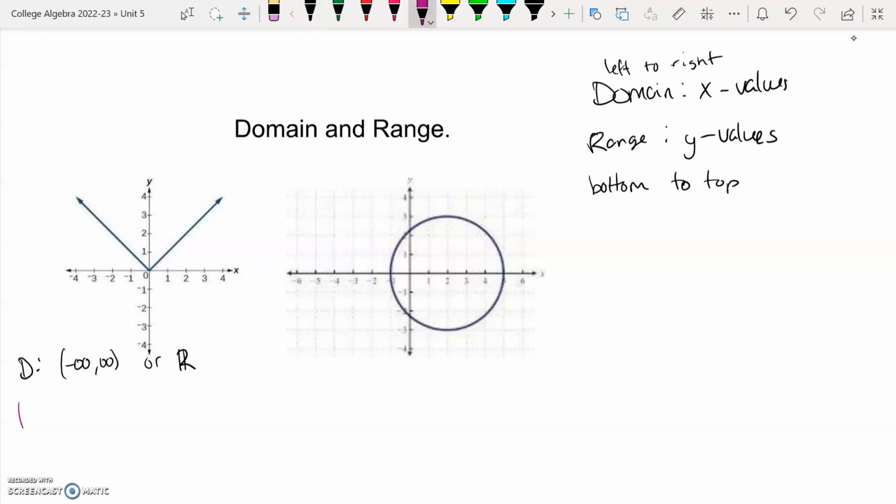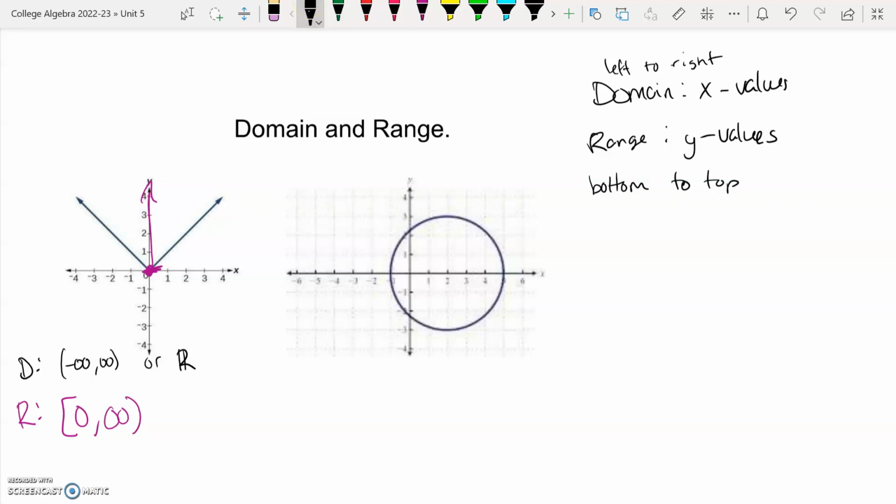Okay, the range is going to be from the bottom to the top. So the lowest this graph goes on the y-axis, because it's the y values, is 0. I need to include 0, so I have to use a bracket, because that's a point there. And then it goes all the way up forever, because those arrows are going forever. So that would be to infinity, because it's positive infinity, because I'm going up.